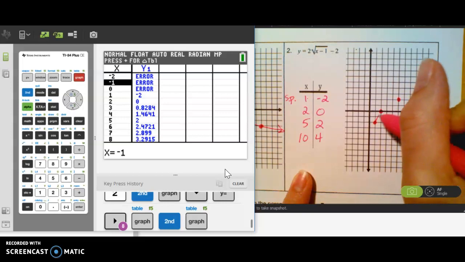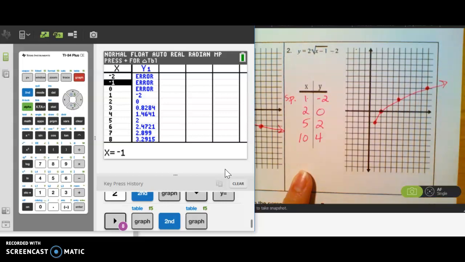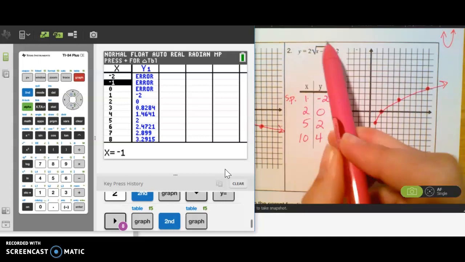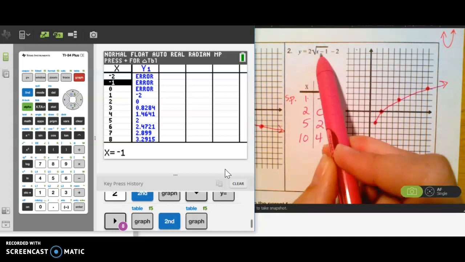So here is our function. And you'll notice that this is kind of like a sideways half of a parabola. So we know that parabolas look like this. When we do square root functions, we turn them on their sides and we just take the part that will make underneath the root positive.